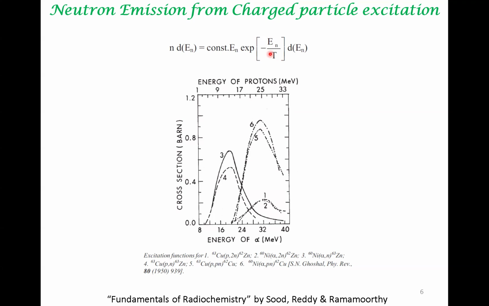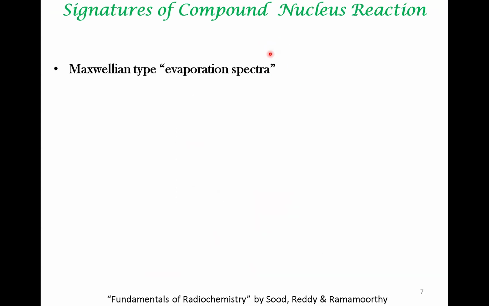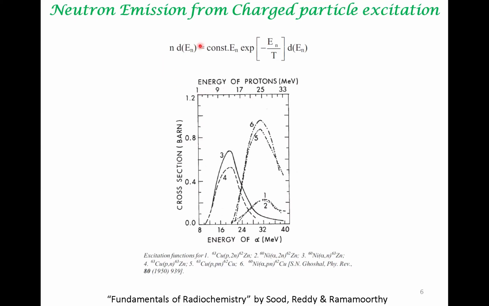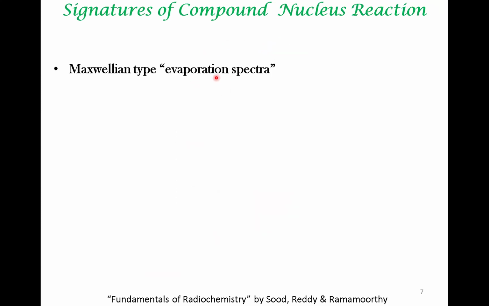All this is supportive of the compound nucleus reaction model, wherein the projectile's energy gets equilibrated into the entire nucleus. Just to re-emphasize, this Maxwellian type of evaporation spectrum, that is, neutrons getting evaporated from an excited nucleus, is evidence for the energy being distributed equally amongst all parts and all components of the nucleus.